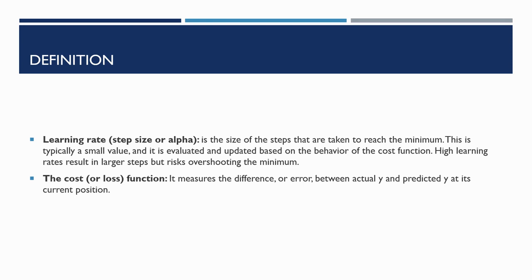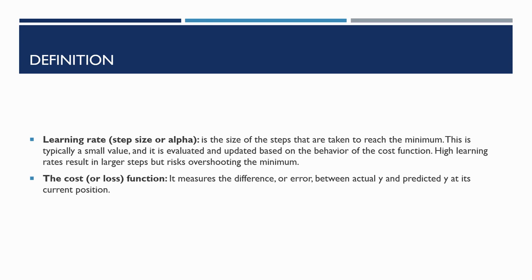Then comes the cost function. The cost function measures the error between the predicted and the actual values of the output. In other words, it measures how well the model is performing. The goal of training a machine learning model is to minimize the cost function, which means reducing the difference between the predicted and actual values. There are various types of cost functions, such as mean squared error, cross entropy, and hinge loss. The choice of cost function depends on the type of problem and the nature of the data.